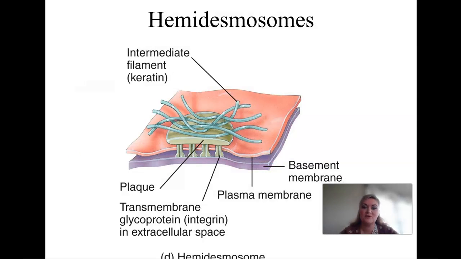And looking at those, you can see you have your intermediate filaments, which are going to be part of that cytoskeleton. They are made of keratin. You have the actual transmembrane glycoproteins there, which are holding them down to that basement membrane. And then you see that plaque that they're attached to. So that's a hemidesmosome, which is half of a desmosome.